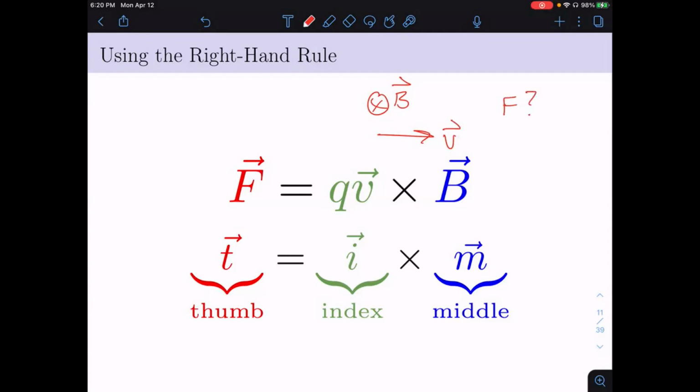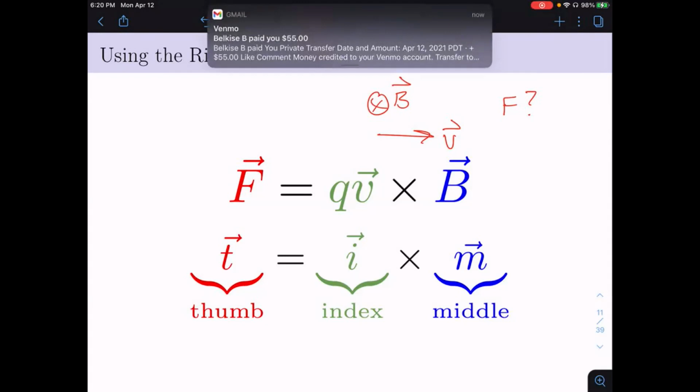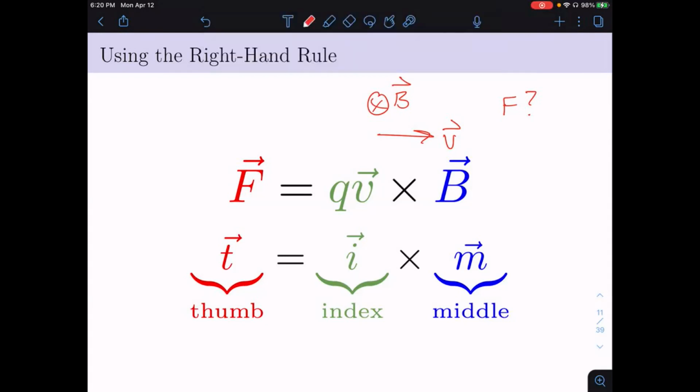So I'll point B into the page. Velocity would be my index finger, so it's going to go right. That means my thumb will point in the direction of my magnetic force, which would be up on the page in this case. For a proton, I apologize, I did not specify that, but let's say Q is equal to positive Q. For a proton, it would be up on the page.